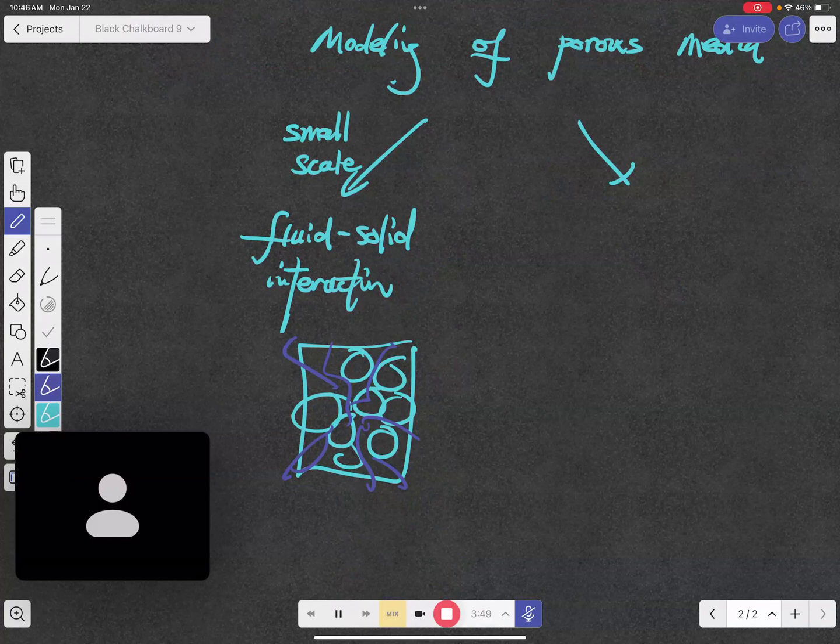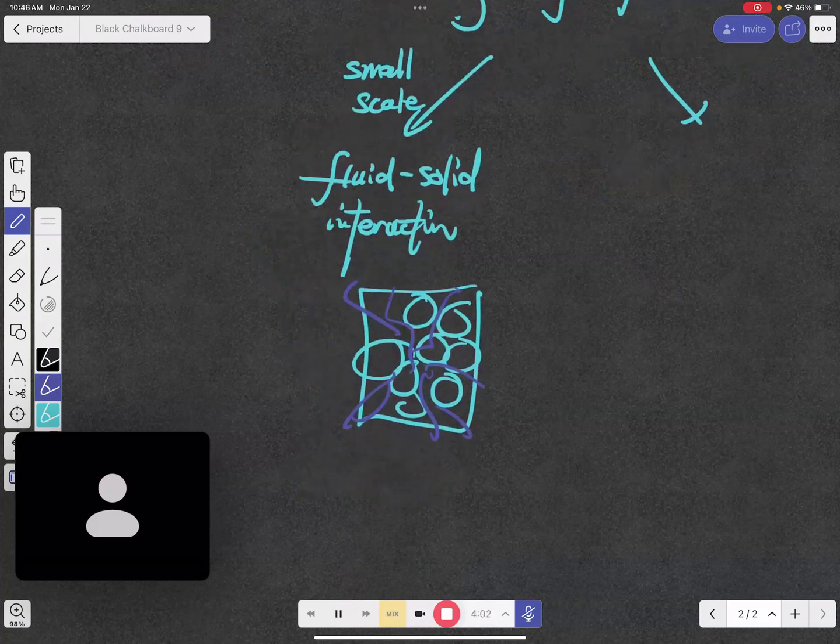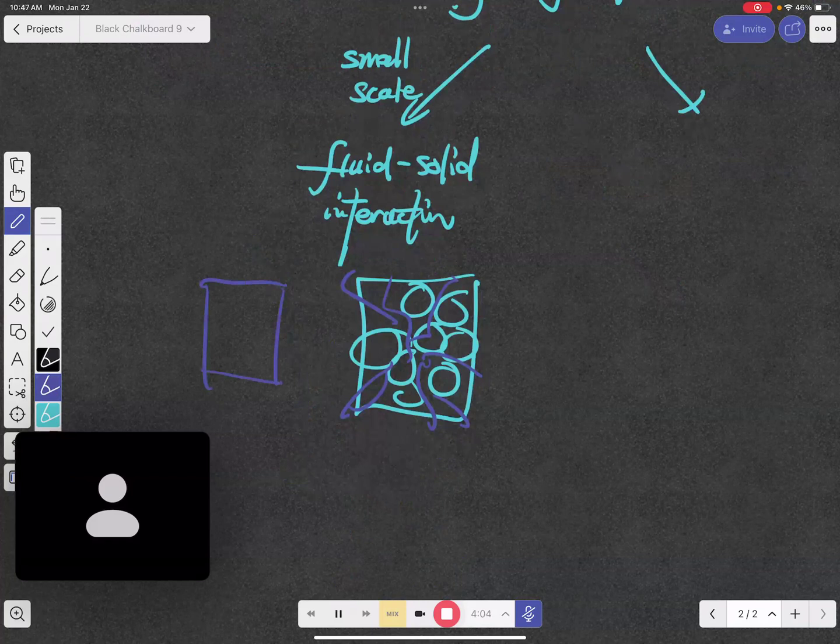What is the benefit of doing that? It's really accurate, if you can mesh it properly and run the code. However, it's very difficult. How many of you have taken the finite element course? Okay, that's great. You can try to do it at home.